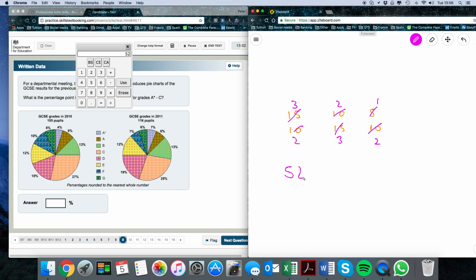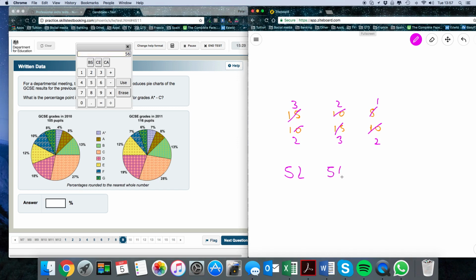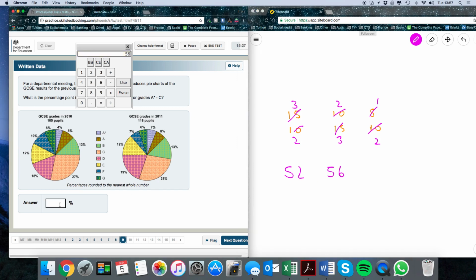52% in total. We move along to the other year, 2011. We do the same colours but different numbers. We've got a 7 plus an 8 plus a 13 plus a 28. Now that's a slightly long way of doing it, but it's still very, very quick. We've got 56 and 52, so the difference is 4. The key thing is this question's got nothing to do with the numbers of pupils.